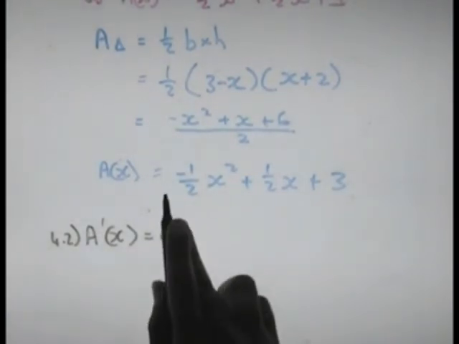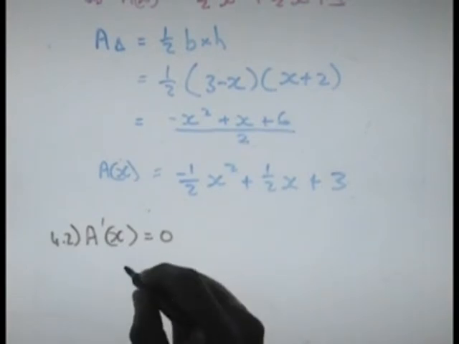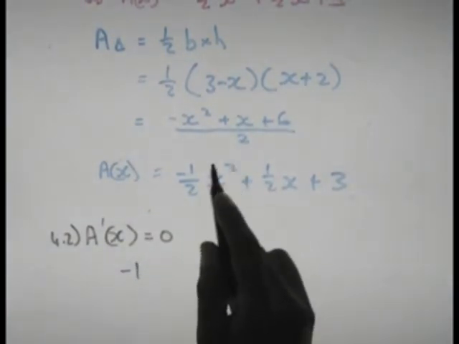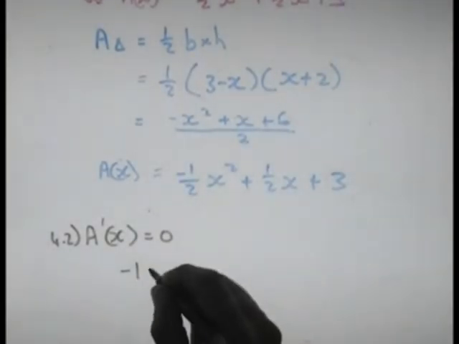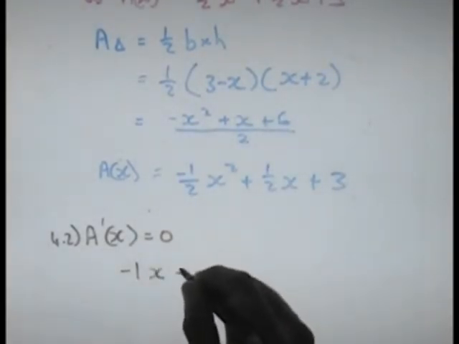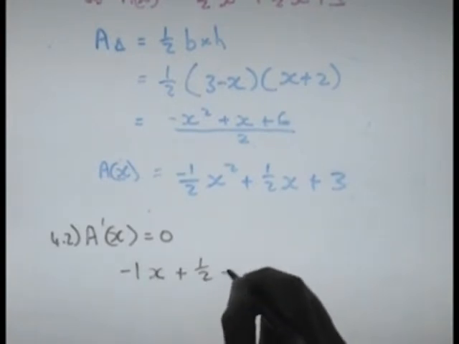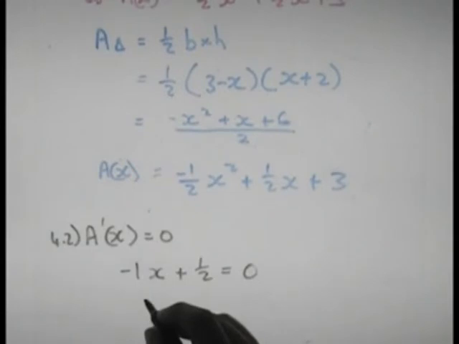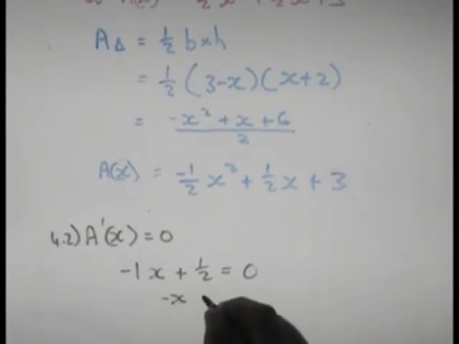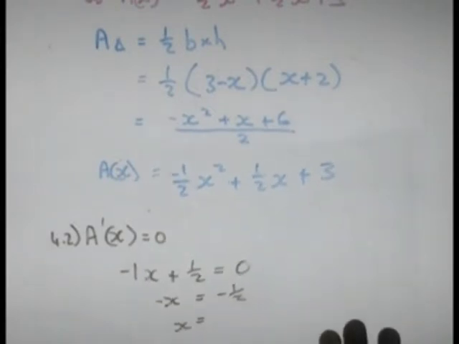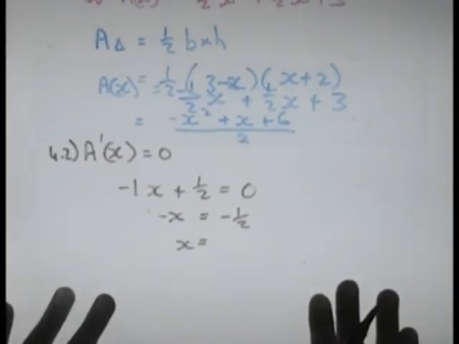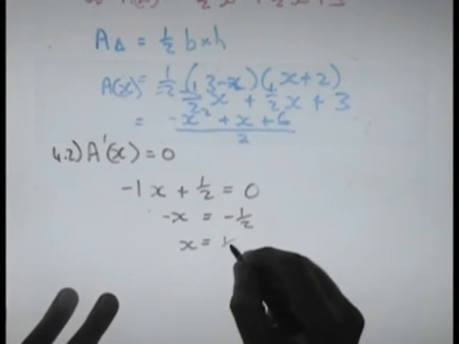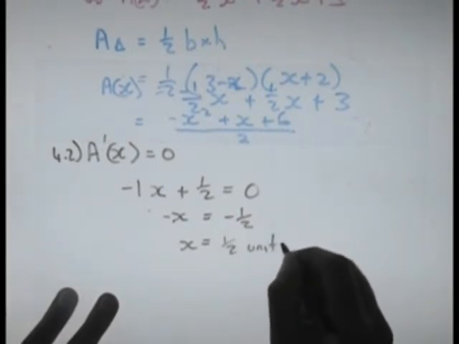That means my gradient of this is going to be given by minus 1. 2 times minus a half is minus 1. x plus a half is equal to 0. That means that minus x is equal to minus a half. That means that x is equal to positive a half units.